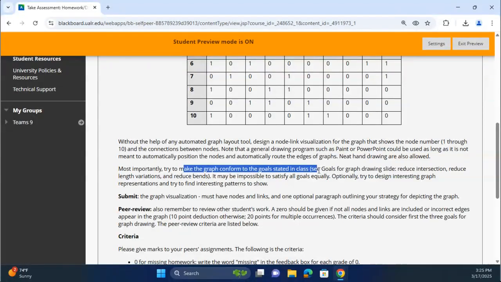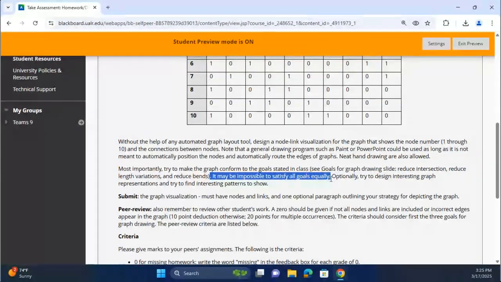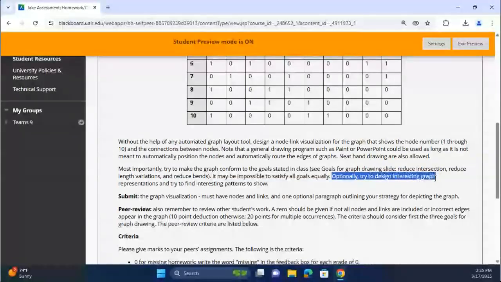You try it, put it on paper, and see how close you can get to satisfying those. Again, like I said here, it may not be possible to satisfy all of them. Optionally, if you satisfied all the goals and you have 2 or 3 designs, I don't think most people are going to run into it, but find the one that's more interesting, if you have a choice at that point.